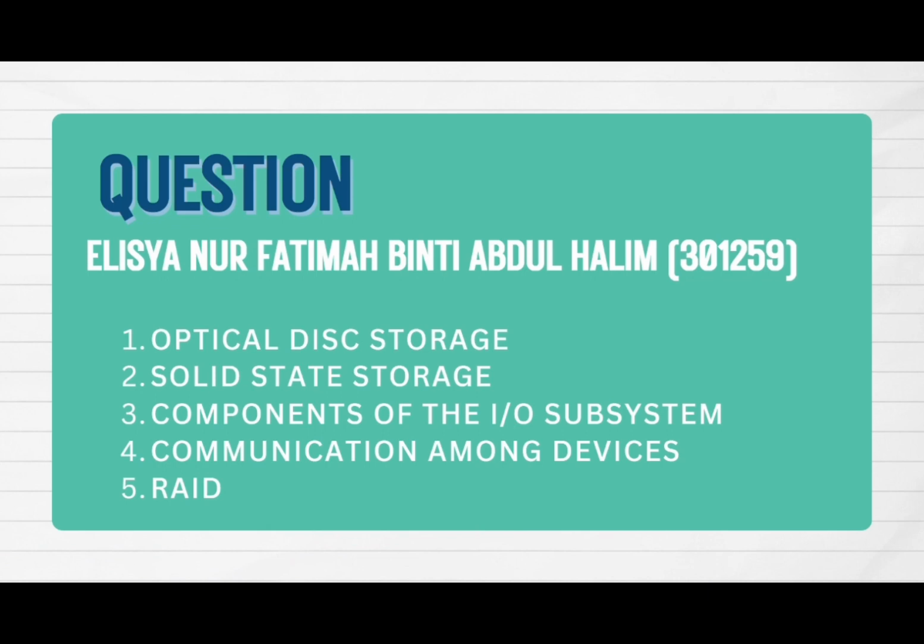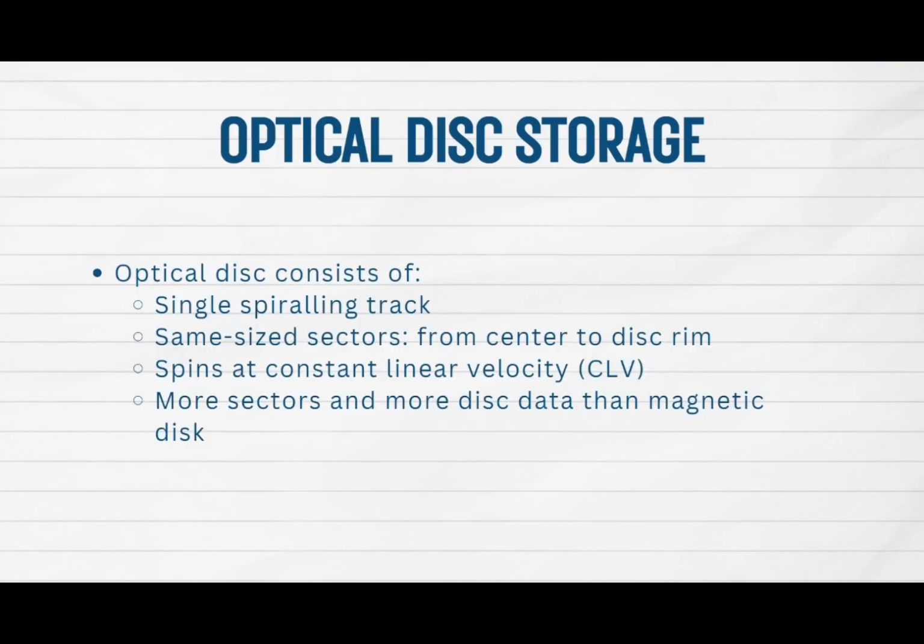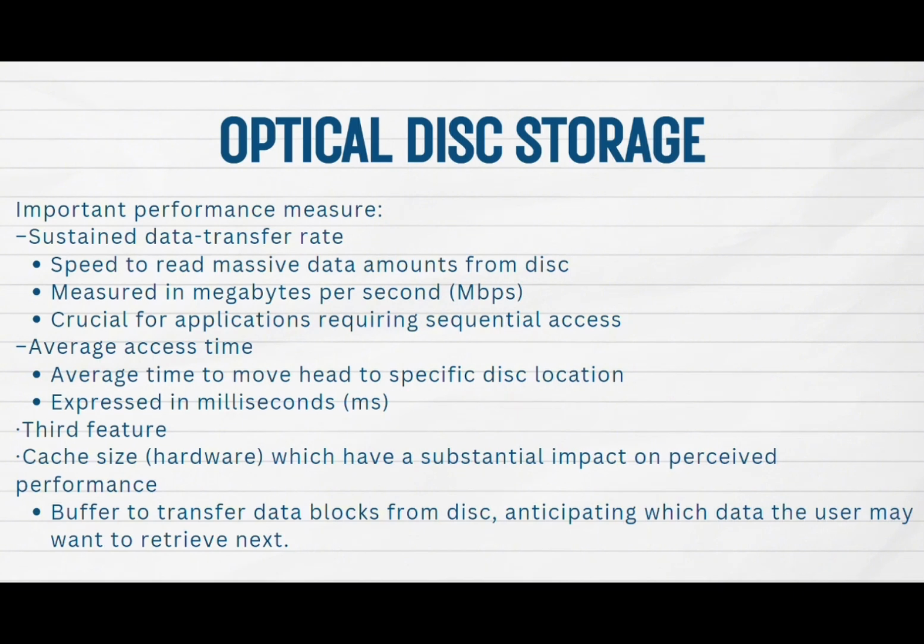In this section, I will explain about optical disk storage, solid state storage, components of the input-output subsystem, communication among devices, and RAID. So optical disk storage consists of a single spiral track, same size sectors from the center to the disk rim, spinning at constant linear velocity (CLV), with more sectors and more data than a magnetic disk.